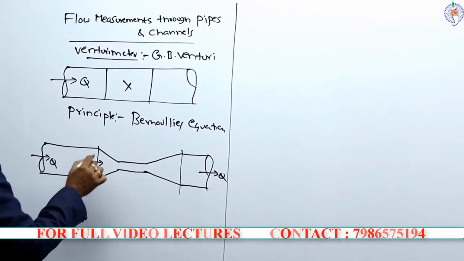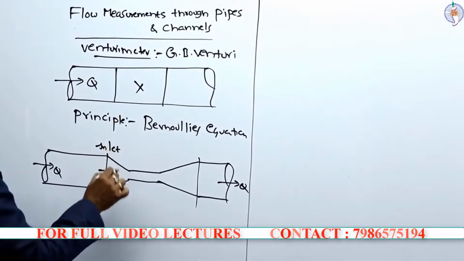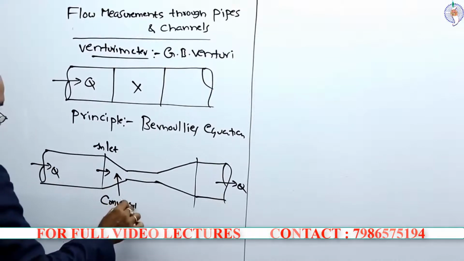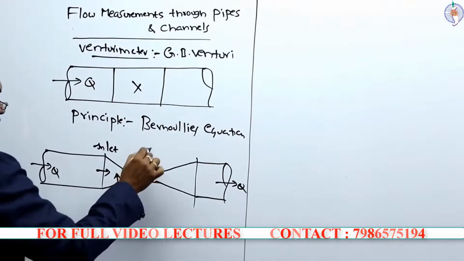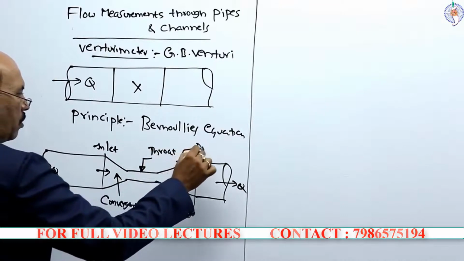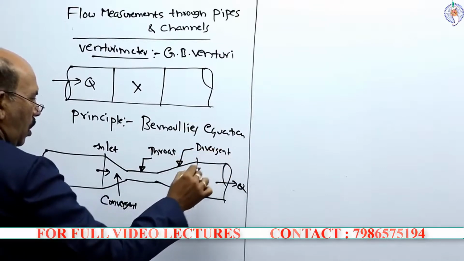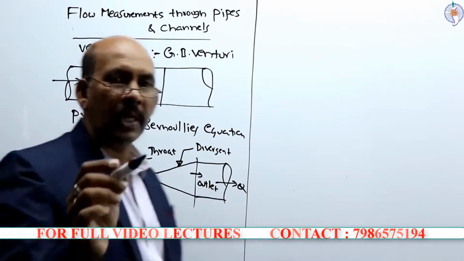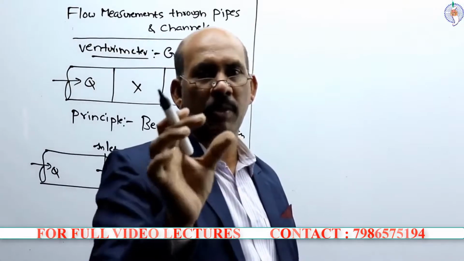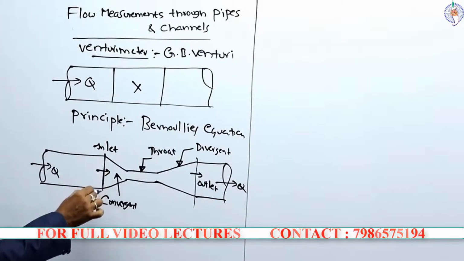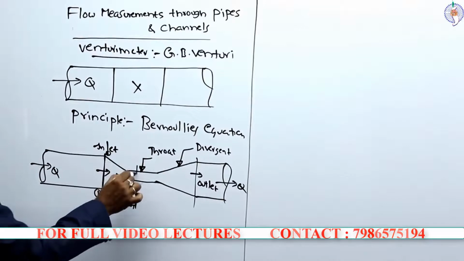So this is the inlet portion followed by the convergent portion, and this is the throat, and this is the divergent portion, and this is followed by the outlet. The basic principle on which this venturi meter works is that we are creating a pressure difference between the 2 points. This is section 1,1 and this is section 2,2.